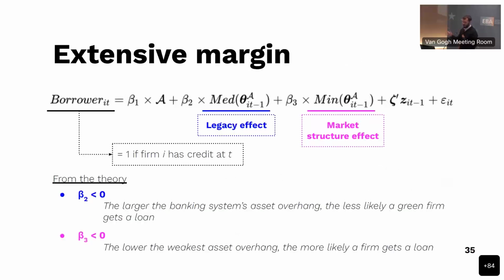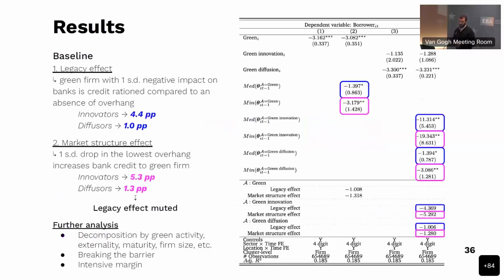We can move on to the next slide. So we do a bunch of analysis, but here I'll just focus on one result, which is what happens at the extensive margin. Here we look at the extent to which a firm is able to get a loan from the banking system as a function of the structure of the asset overhang distribution. For our legacy effect story, we look at the median value of the asset overhang in the banking system. And for a market structure effect, we look at the minimum value of this overhang across the banking system. And our theory predicts that the two coefficients should be negative, right?